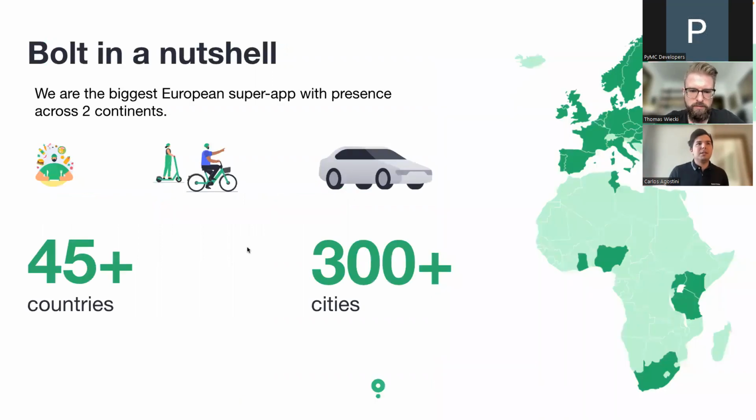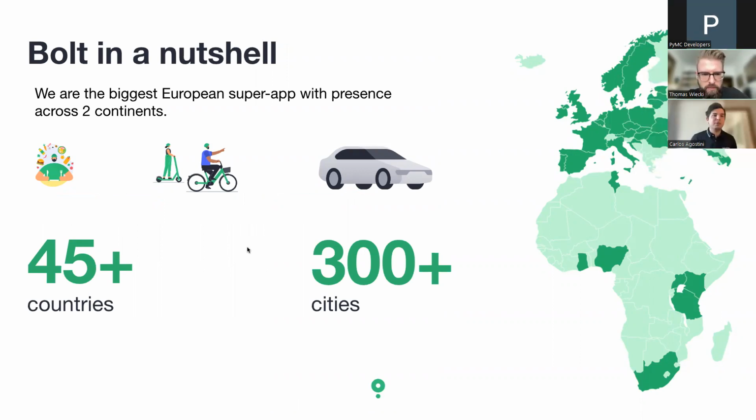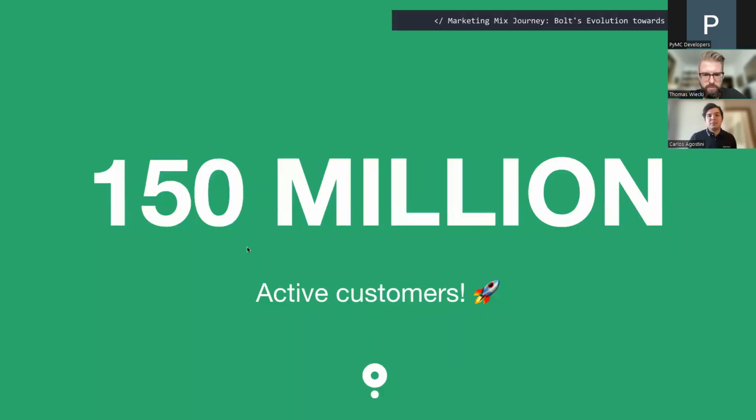So first of all, for those that don't know anything about Bolt, Bolt is one of the biggest European super apps with presence across 2 continents. We have different verticals. We are in food delivery, car sharing, ride hailing, and rentals, not just of cars, also of scooters and so on. All of these verticals are spread across more than 45 countries and 300 cities. So we are a large company, with a huge impact on society, and this is also true because we have 150 million active customers.